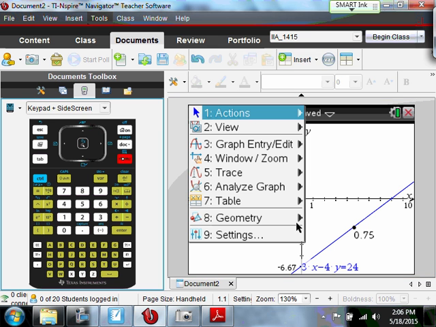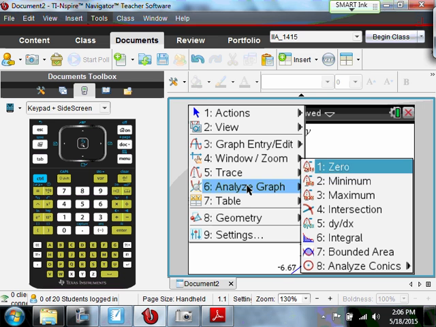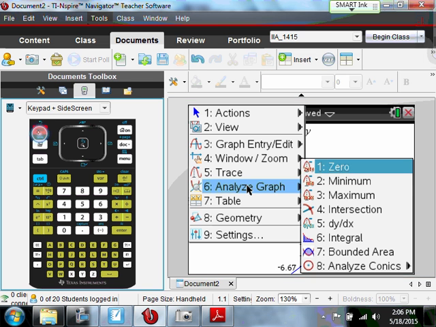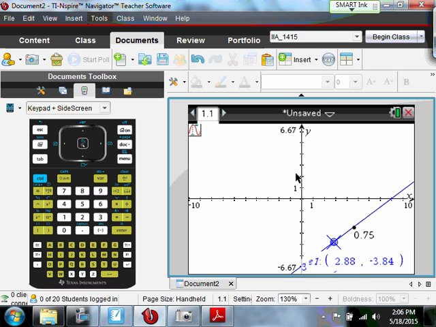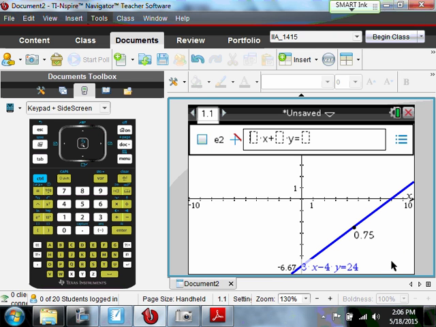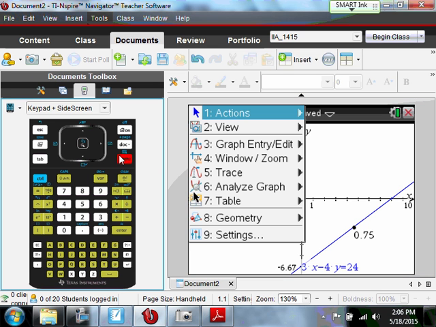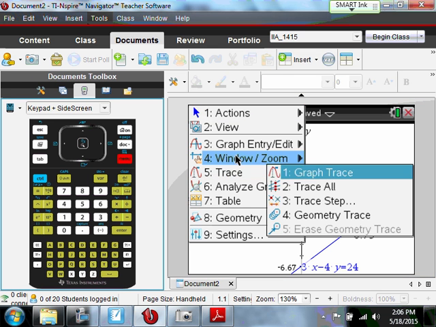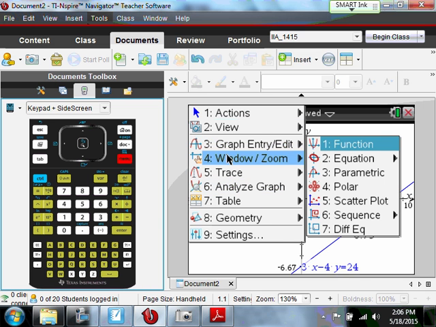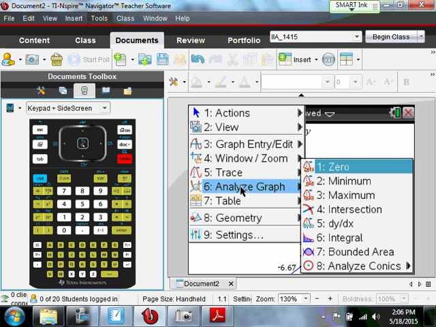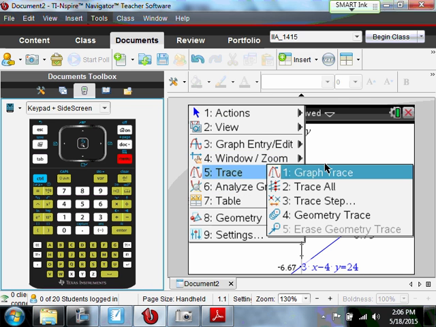So maybe I want to use my analyze again. Maybe I want to not use my analyze. Maybe I want a point on the graph. I want to go graph trace. And this is going to be tough on a handheld. On a handheld, this might be a little bit tougher, but watch this. I went menu, trace. Let me try a point on. What if I go to graph? There's got to be a way to put a point on this. Analyze the graph. Nope. Trace.